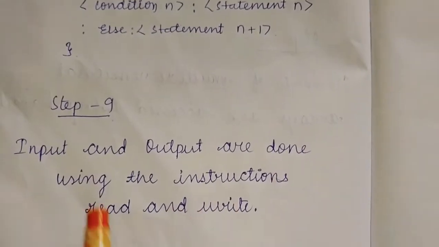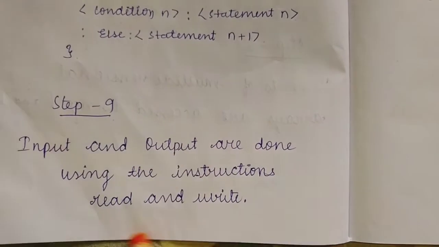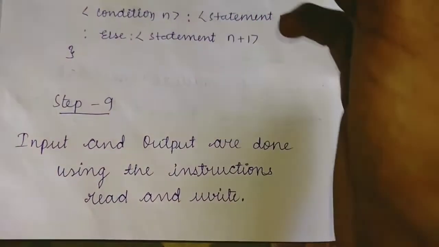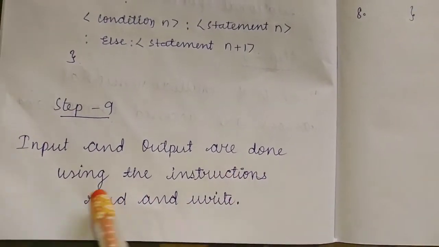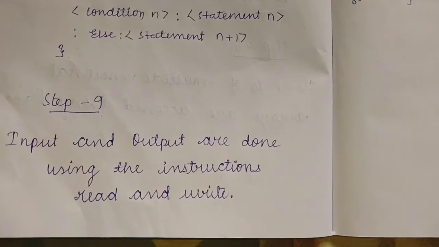Now step 9: input and output are done using the instructions read and write. This is the last step, step 9. So all these steps you have to follow, and lastly you have to check that input and output are done using the instructions read and write. Now we'll see an example.